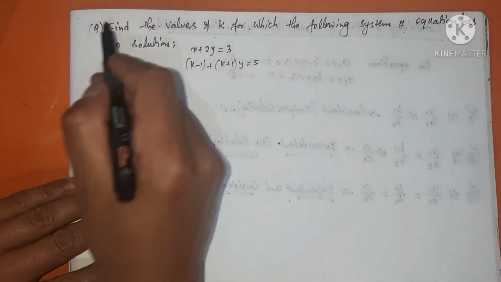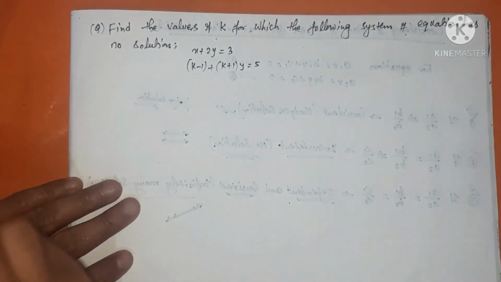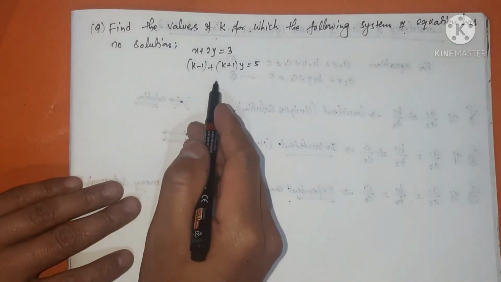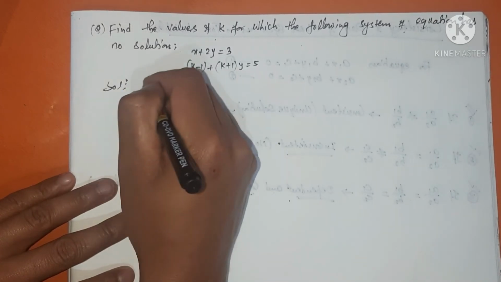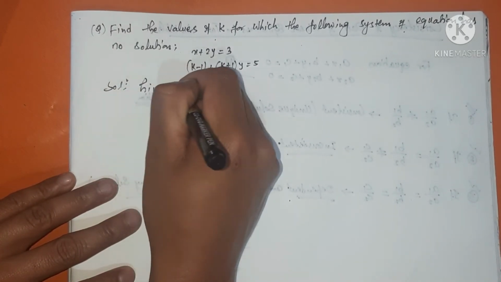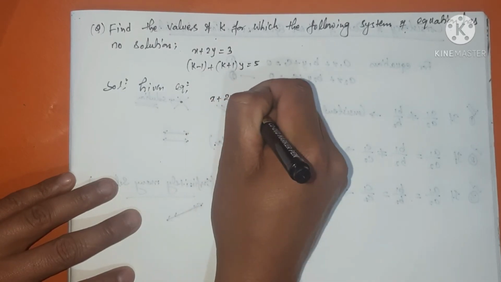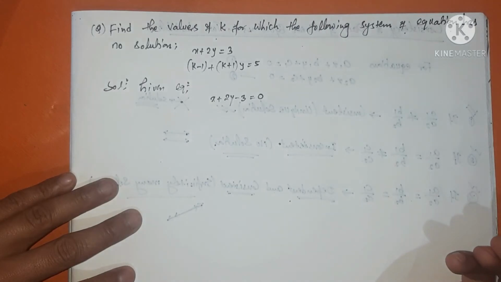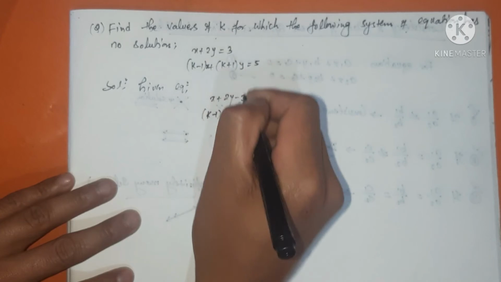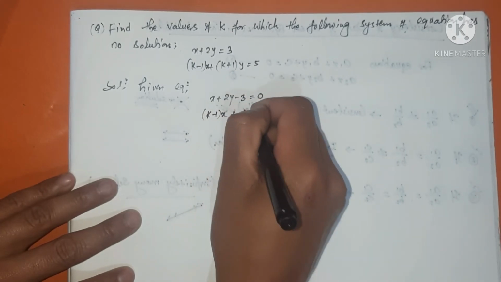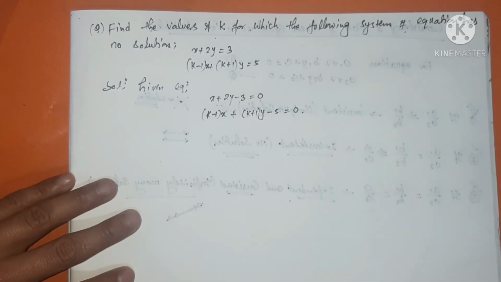Now here I have another question. Find the values of k for which the following system of equations has no solution. Okay, what will happen? See, our given equation is x plus 2y minus 3 is equal to 0. Similarly, k minus 1 x plus k plus 1 y minus 5 is equal to 0, right?